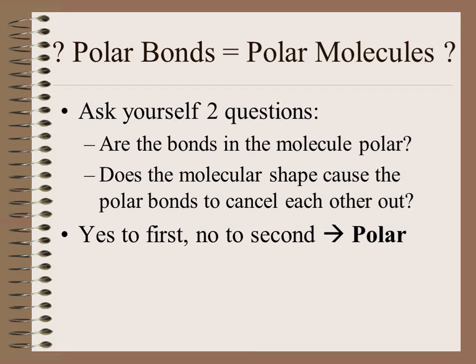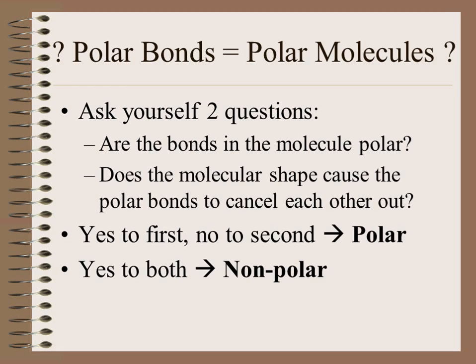If yes, there are polar bonds in the molecule, but no, the shape does not cause the polarity of those bonds to cancel each other out, then your molecule as a whole, one portion will appear to have a negative charge, the other will tend to have a positive charge, and thus we would refer to the molecule as a polar molecule. But if you answer yes to both, yes, there are polar bonds, and yes, the molecular shape does cause the polarities to cancel each other out, then we refer to the molecule as a whole as being nonpolar.